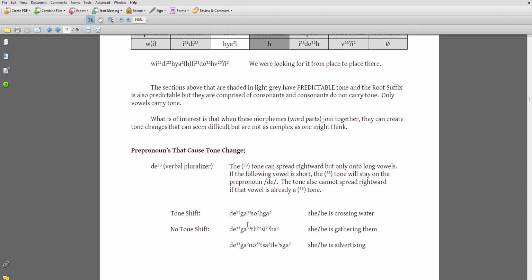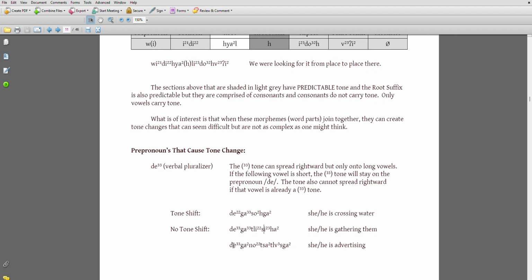Okay, no tone shift. De ga tli si ha. He or she is gathering them. Because ga is already a 3-3 tone, the 3-3 just stays on de. De ga tli si ha.